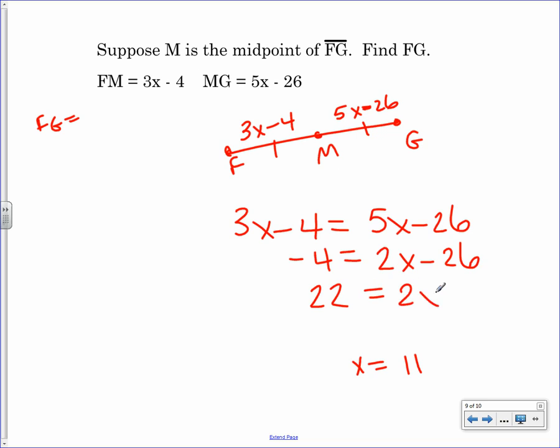22 equals 2x. What do I have to do now? Divide by 2. X is 11. That's not what they wanted. What did they want? FG. FG is the whole thing. What are we going to do?